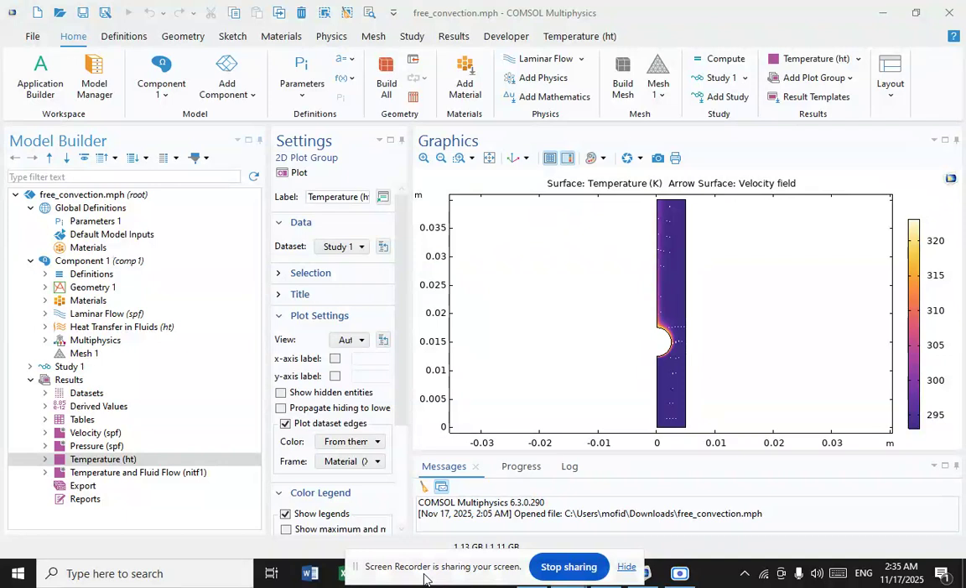Consider two infinitely wide horizontal parallel plates at temperatures T1 and T2 respectively. Let the space between the two plates be occupied by a medium like air. Two possibilities exist here.